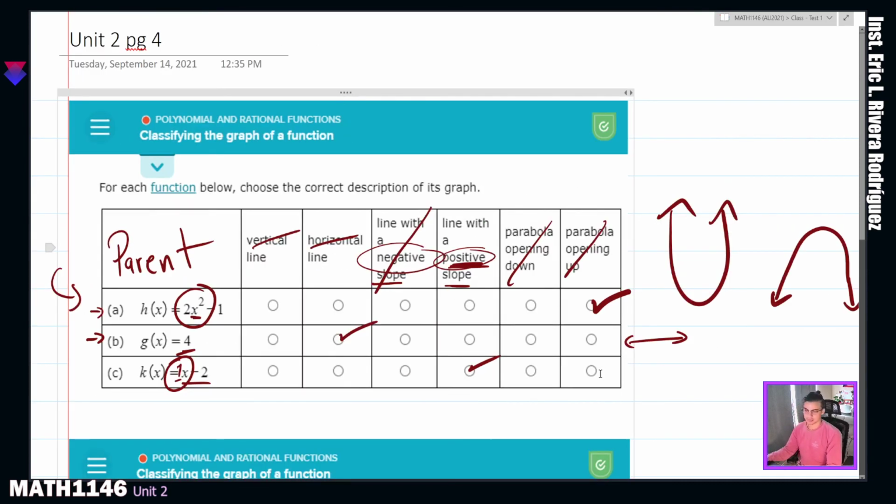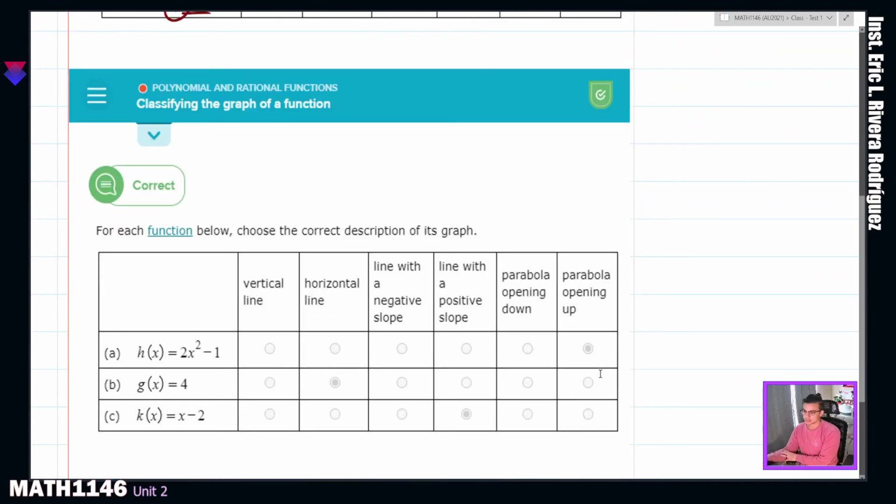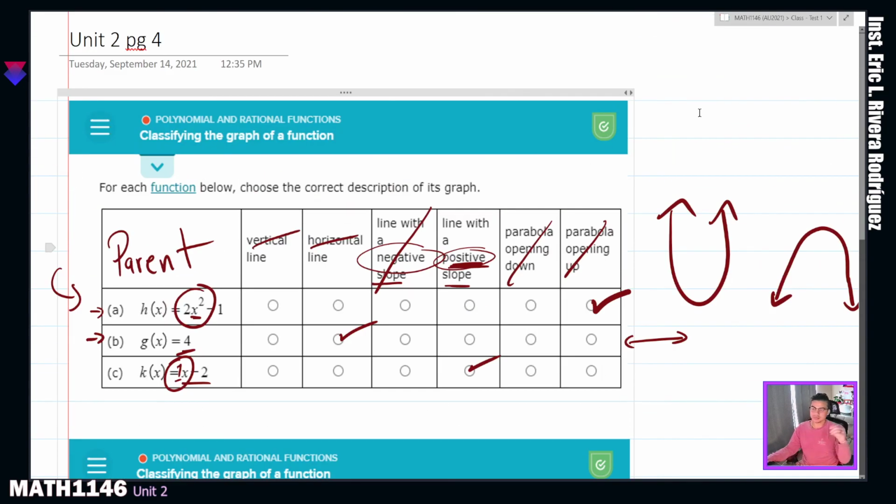Then you click submit. For this exercise, you don't need to do written work. You need to check mark the correct bubbles here. Any question with this one?